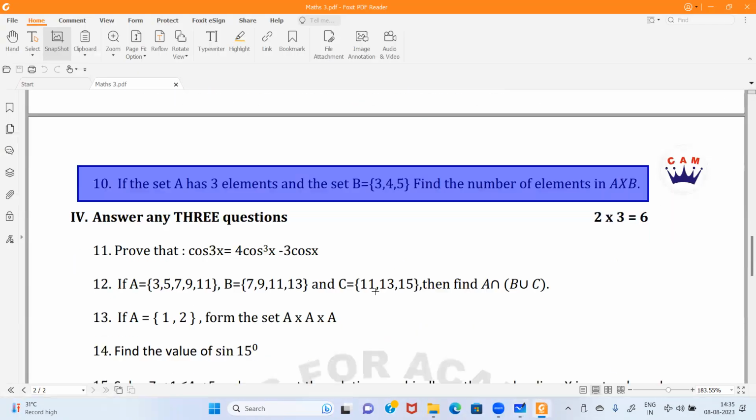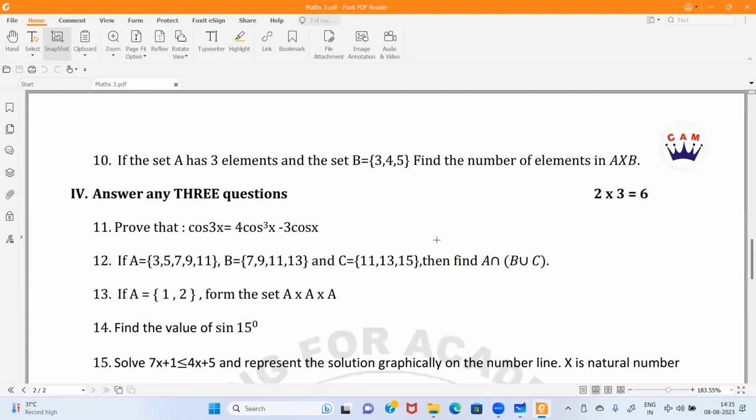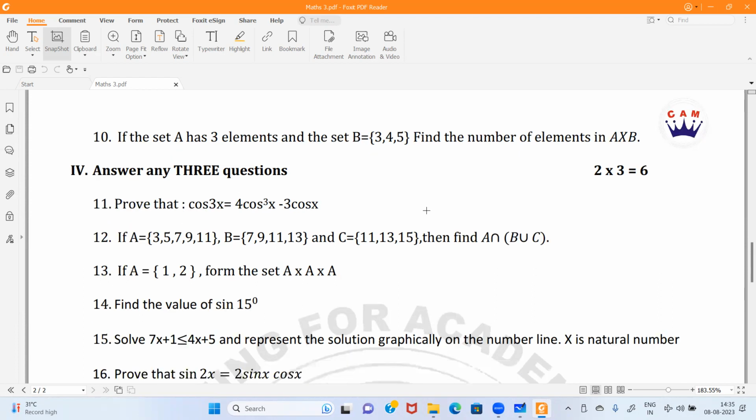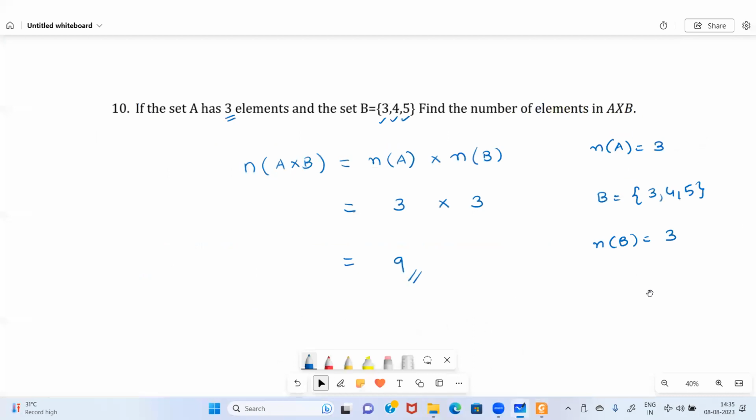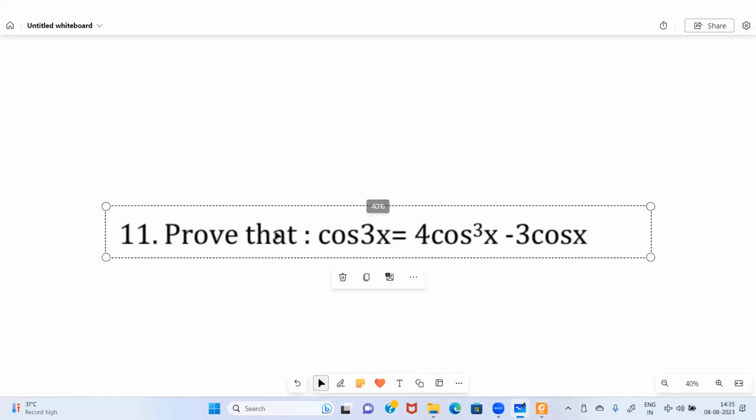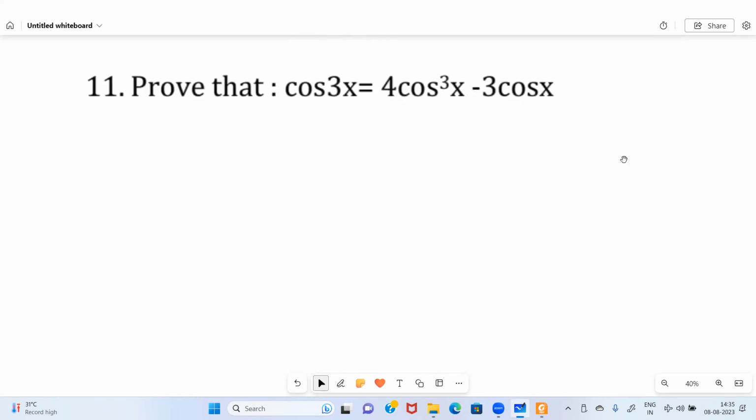Let's now move on. We now come to 2 more questions. You need to answer any 3 out of the given 6 questions. Each question carries 2 marks. All right. So let's take each question and solve them now. Question number 11. Prove that cos 3x is equal to 4 cos cube x minus 3 cos x.